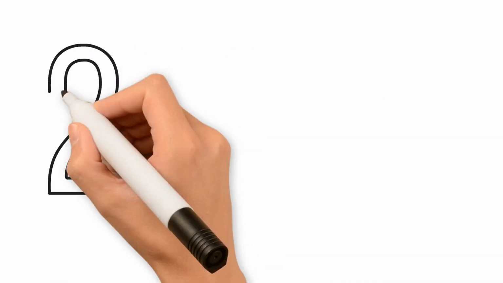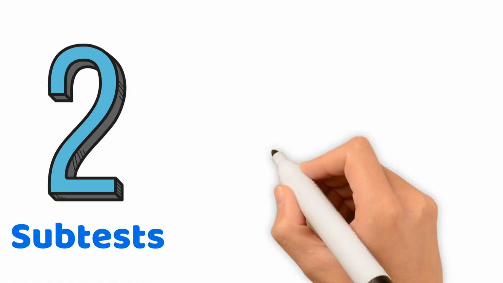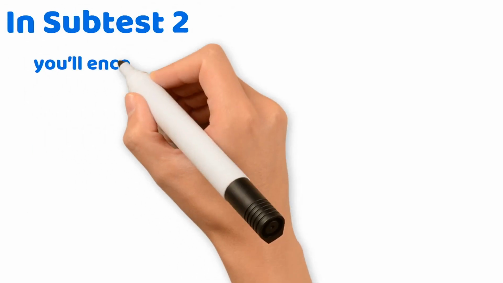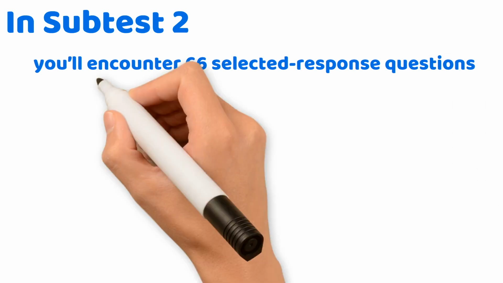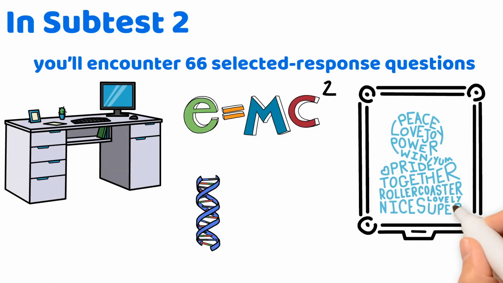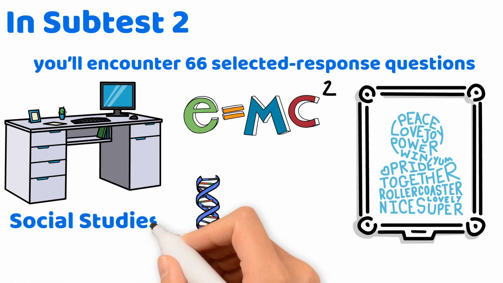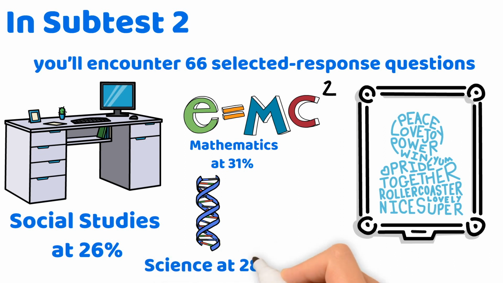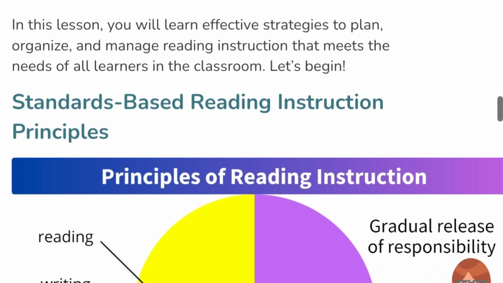This exam consists of 2 subtests, which you can take together or separately in a 4-hour session. In Subtest 2, you'll encounter 66 selected response questions spanning social studies, mathematics, science, health, fitness, and the arts. Here's the breakdown. Social studies at 26%, mathematics at 31%, science at 28%, and health, fitness, and the arts covering 15%.